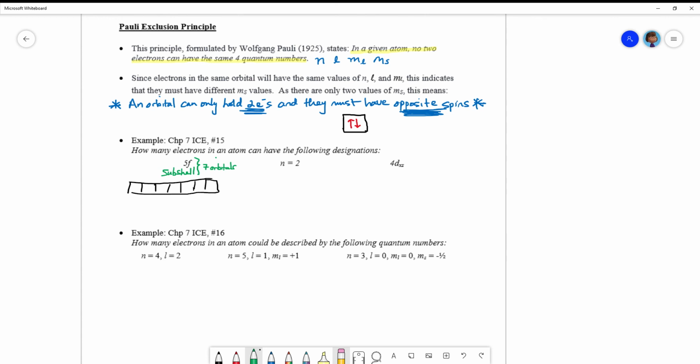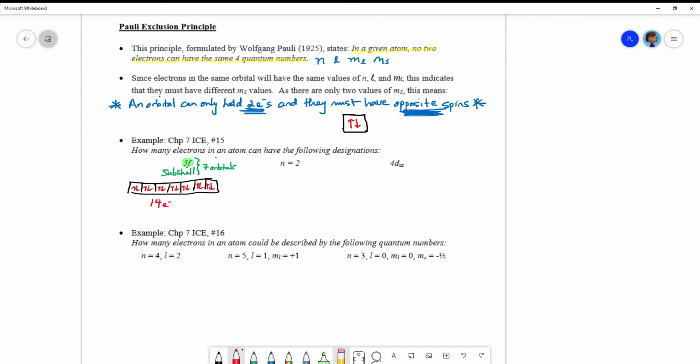Now, how many electrons can we put in each of these orbitals? Well, we can put 2 electrons in each of these orbitals, and they must have opposite spins. So 1, 2, 3, 4, 5, 6, 7, 8, 9, 10, 11, 12, 13, 14. So how many electrons can have this designation here of 5f? Well, this 5f designation tells us that we can have 14 electrons with that designation.